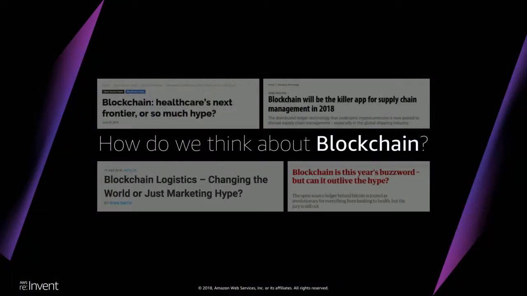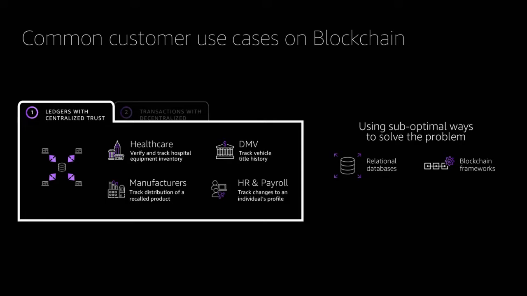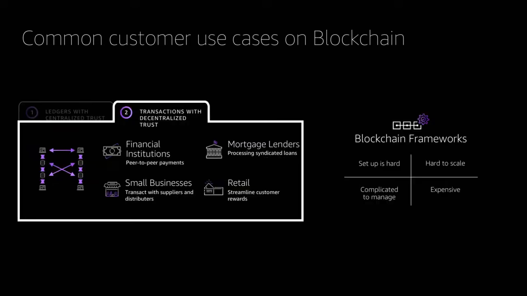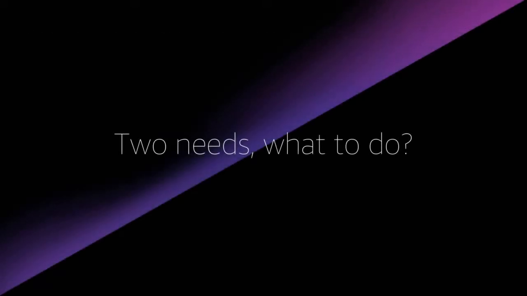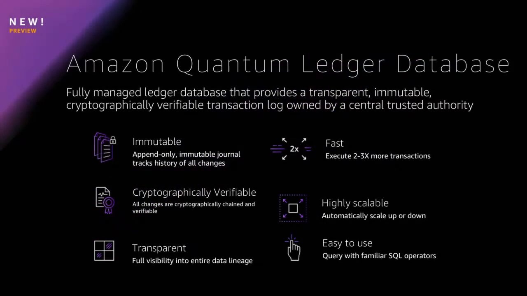Blockchain, why not? So there are two use cases that we look at as interesting. Customers normally want to have ledgers when they want to verify with a central trust all the changes of something, or we have a transaction that should happen when there is not a central authority, so when there is a decentralized trust. Of course, this is not easy to solve, so we have two different needs.